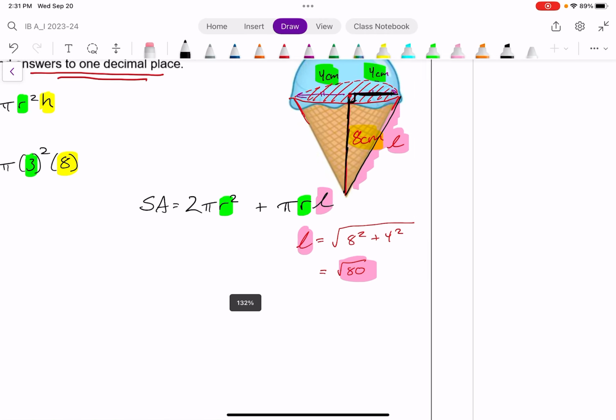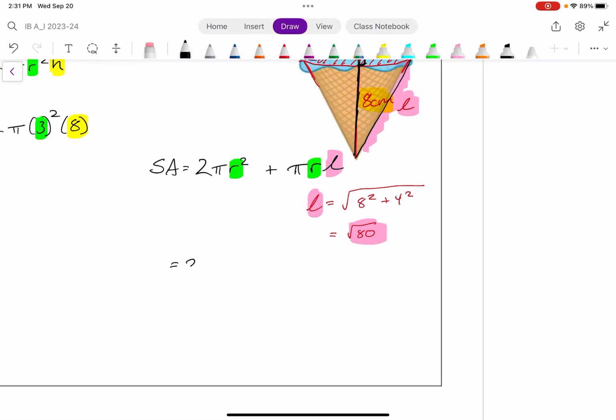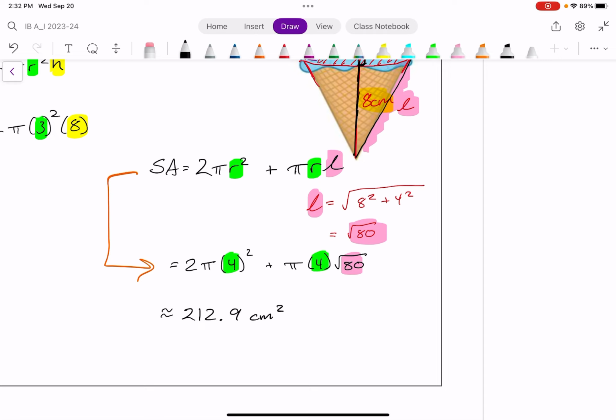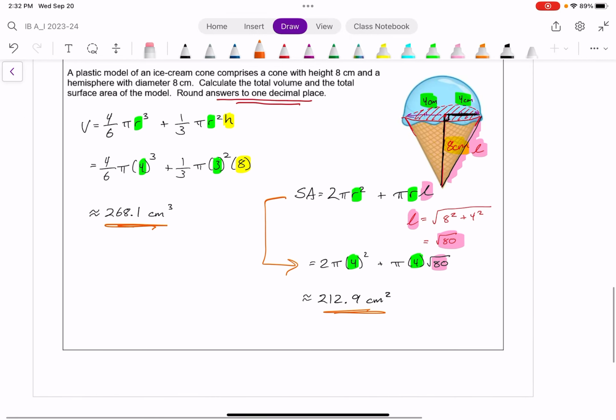Now again, it's a matter of just the arithmetic and being careful with my rounding. So 2 times pi times the radius, which is 4 squared, plus pi times the radius times root 80. That's taking this step and going here. At this point, it's a matter of using our calculator, feeling confident with it, and rounding properly. It should get about 212.9 square centimeters. So there's your surface area rounded accurately to 1 decimal. Here's your volume rounded accurately to 1 decimal.